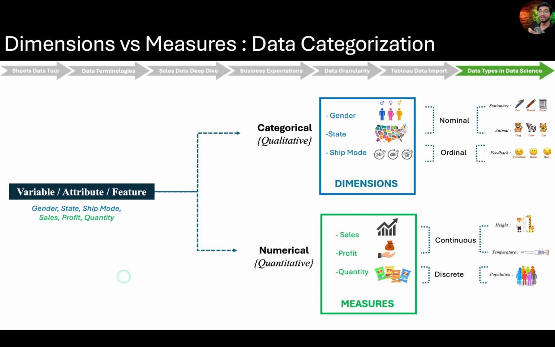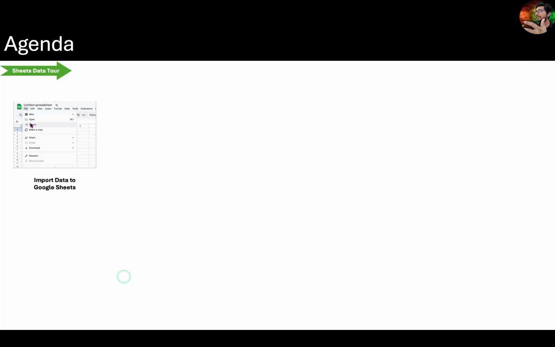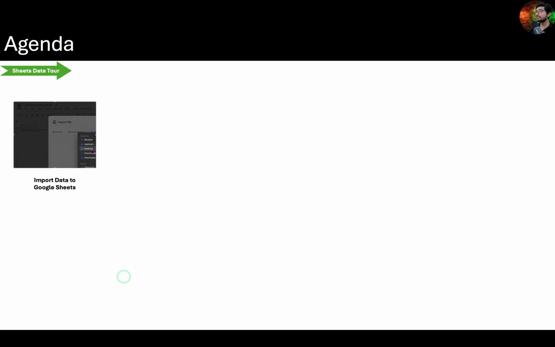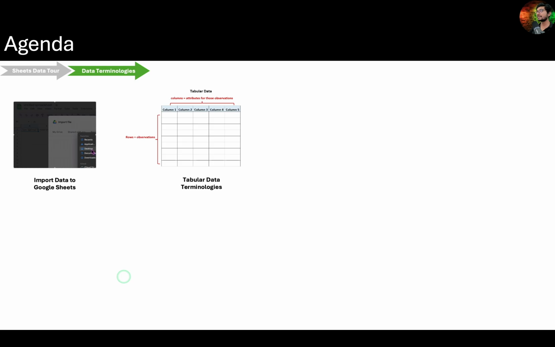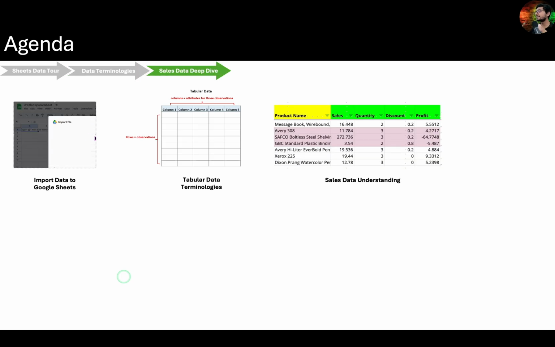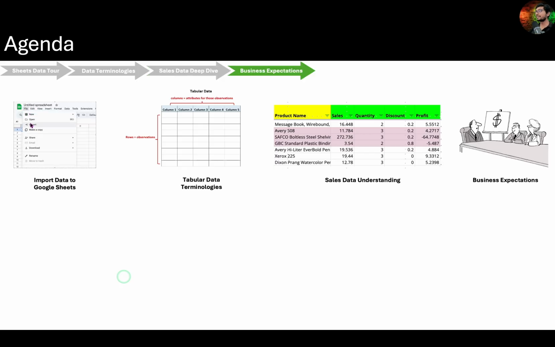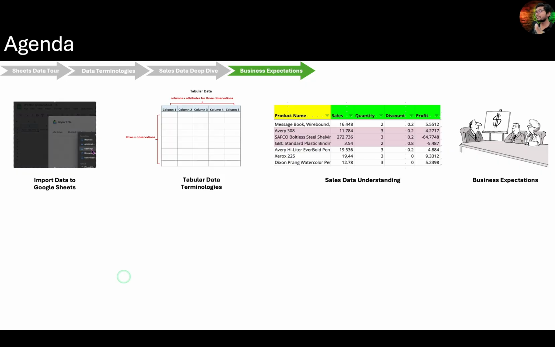That's it for this video. We have covered a lot of fundamental concepts. Let's give a quick recap of what we have learned so far. We started by learning multiple ways of importing sales data into Google Sheets and getting acquainted with the Google Sheets interface. Then we learned the essential terms like datasets, observations, variables, and their significance in analytics. After that, we started understanding sales data and a breakdown of how this data is structured and organized. And on the basis of this sales data, we explored major business expectations where we identified business needs and mapped key variables for actionable insights.